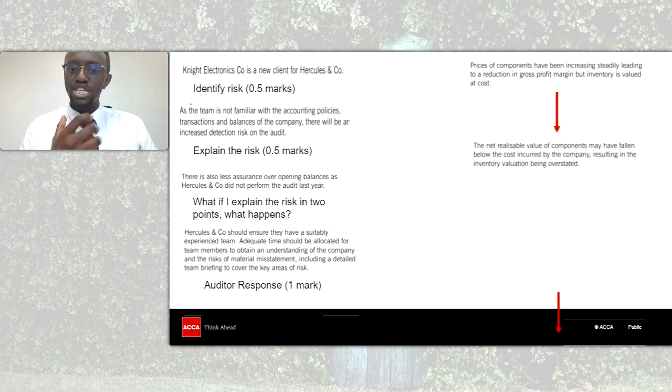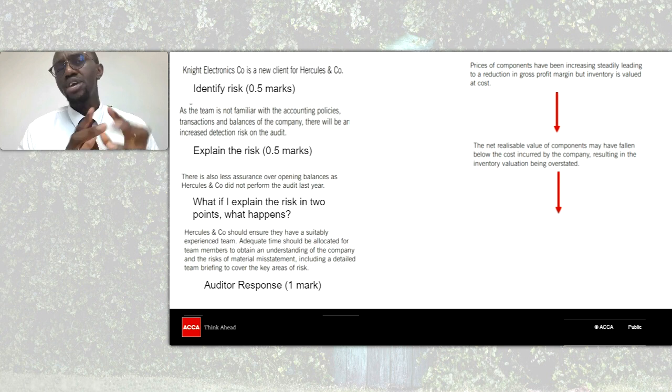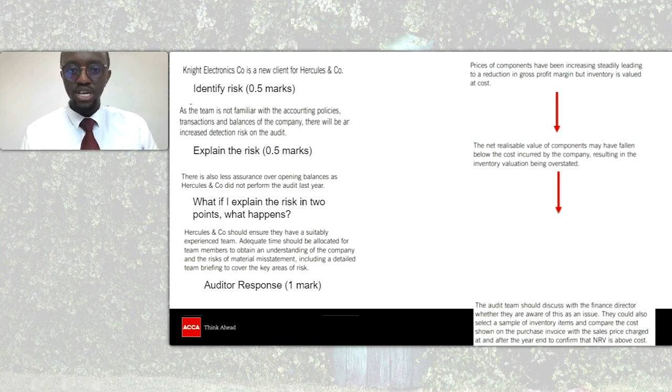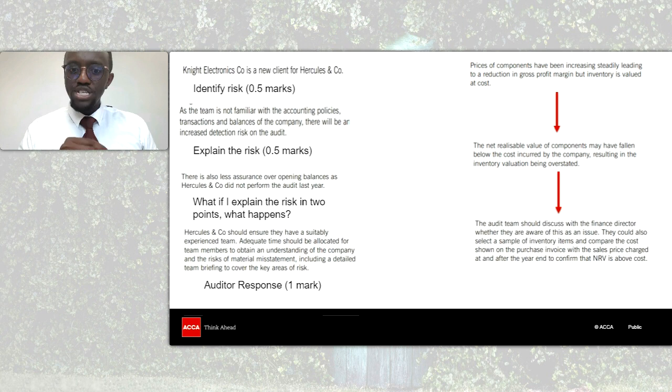Then I come to the next component, response. So now let me tell you, with my response, I'm thinking, my goodness. So inventory valuation may be overstated. How can I be able to confirm if that is true or not? The audit team should discuss with their finance director whether they're aware. Fantastic. But we can also select a sample of inventory items, and then compare the cost.